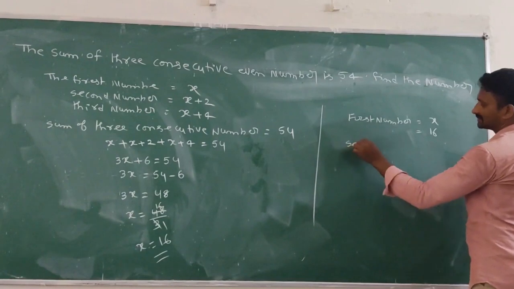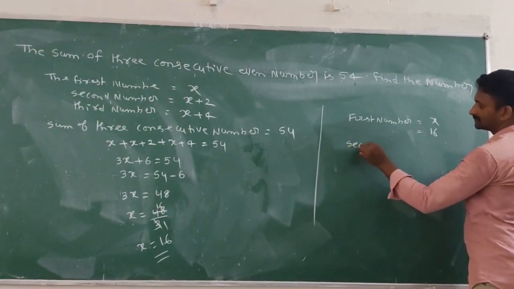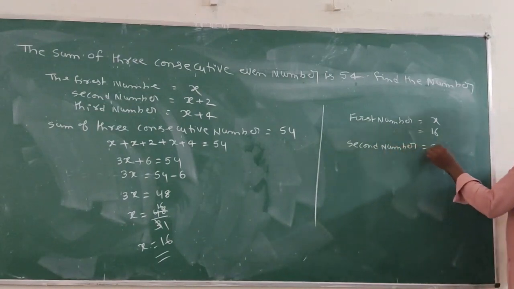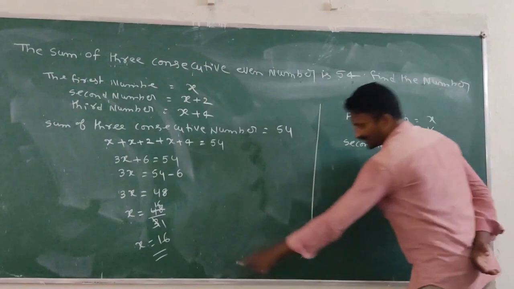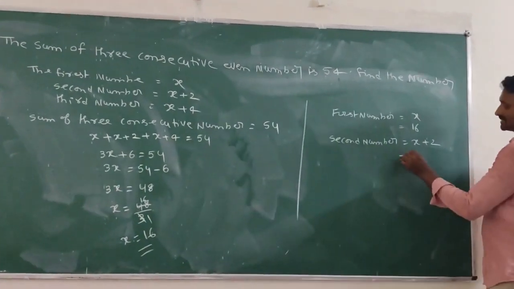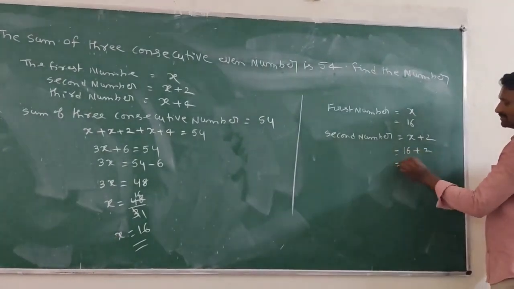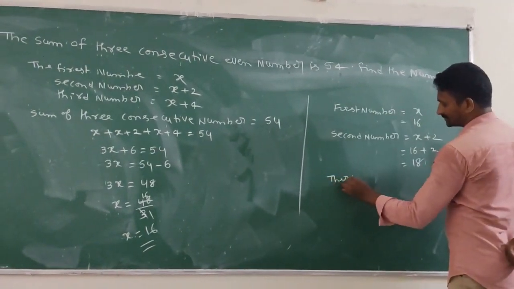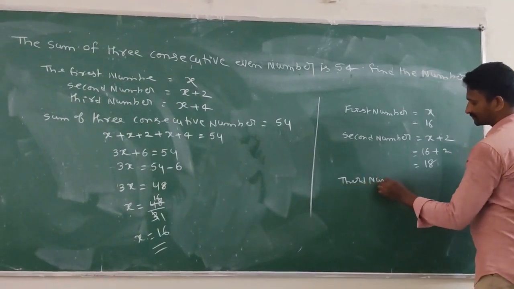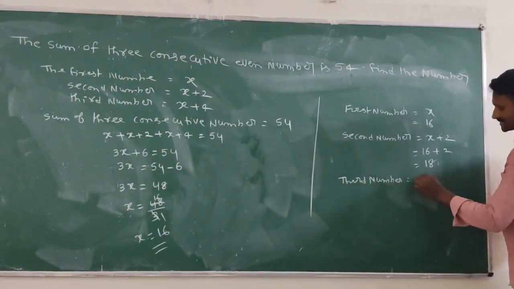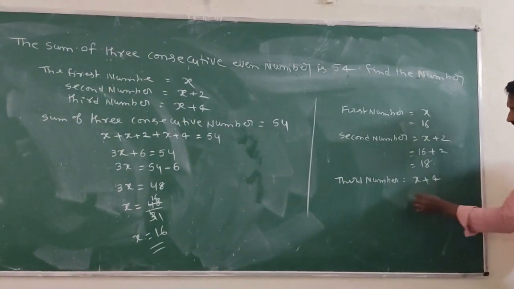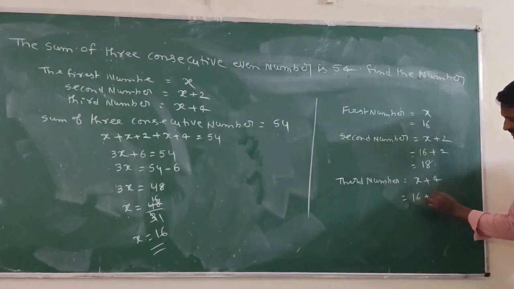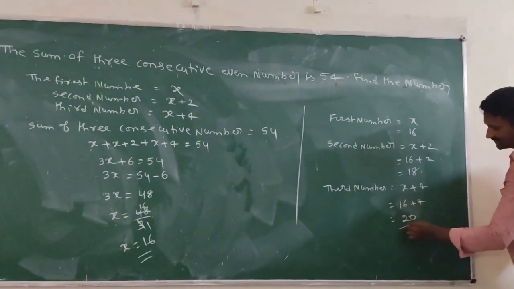Second number is x plus 2. The x value is 16, so 16 plus 2 equal to 18. Third number is x plus 4. The x value is 16, so 16 plus 4 equal to 20.